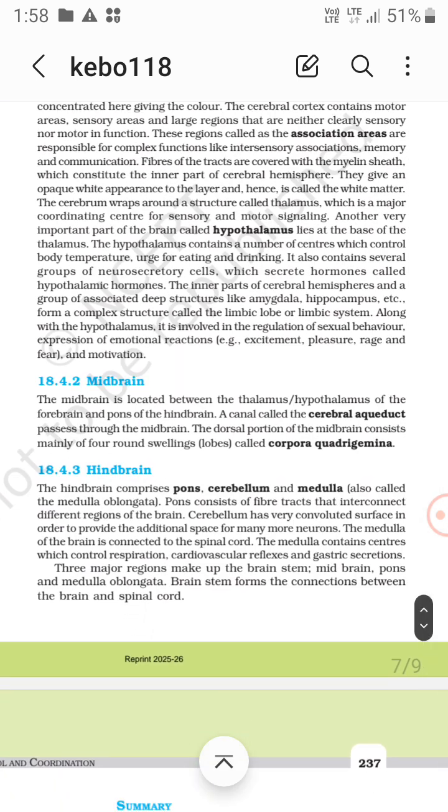Now going to the next part, that is midbrain. Midbrain is located between the thalamus, hypothalamus of the forebrain and pons of the hindbrain. A canal called the cerebral aqueduct passes through the midbrain. The dorsal portion of the midbrain consists mainly of four round swellings, that is lobes called corpora quadrigemina.